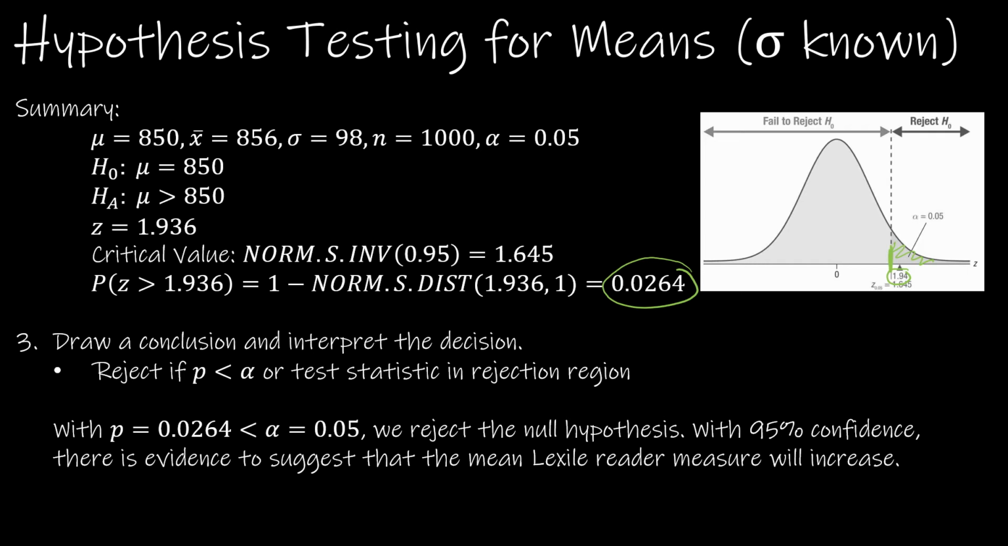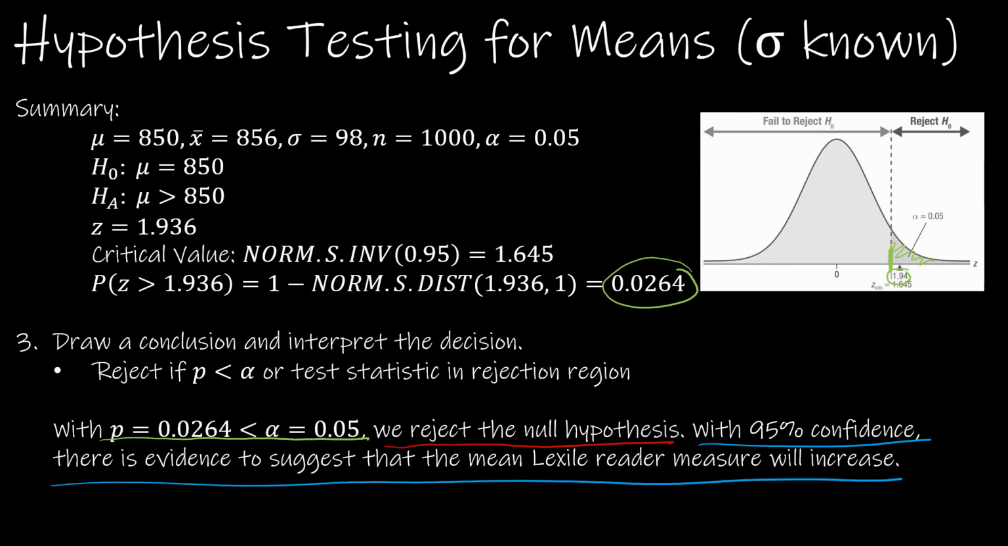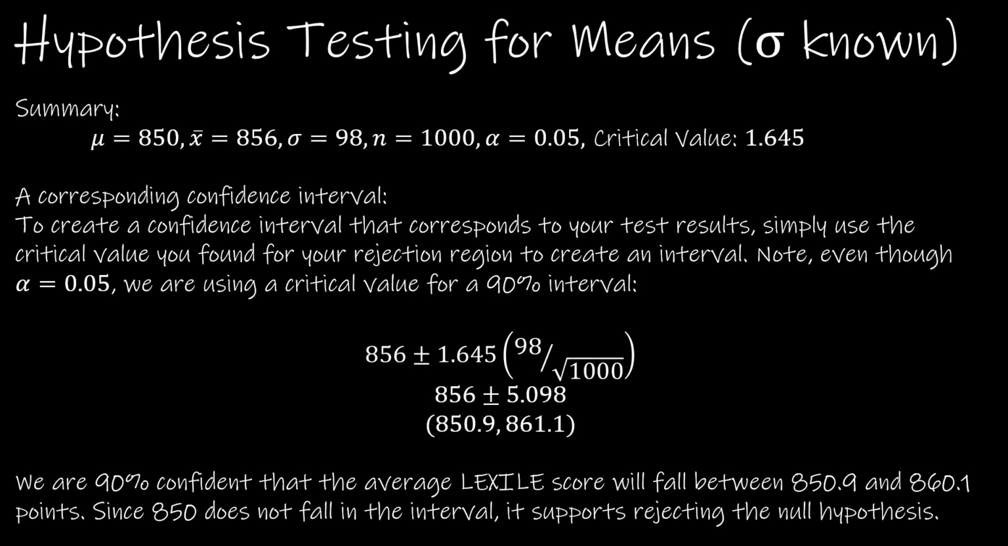So again, our conclusion should include, here's the data that we used, here's the decision that we made, here's what it means. With 95% confidence, or sometimes you'll see with 0.05 level of significance, there is evidence to suggest that the mean Lexile reader measure will increase. So again, where did that come from? If we reject the null, there's evidence that the alternative is true. So there's evidence that mu is greater than 850, or in this case, that the mean Lexile reader measure will increase from 850.